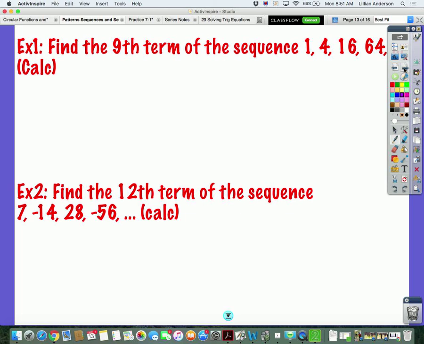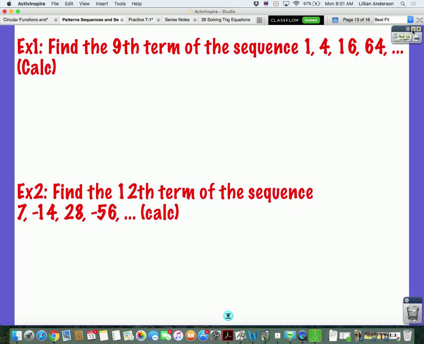Okay? So we're going to find the 9th term of the following sequence, and we're also going to find the 12th term of the following sequence. So I'll do one with you, you'll do one on your own, and we are going to use our calculator for this. Now, you won't always use your calculator for a geometric sequence. Just some of them you may have to. Some of them will be nice enough that you don't have to. Okay? So we're going to find the 9th term of the sequence.